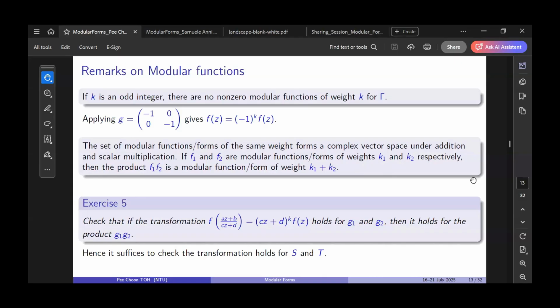This is actually pretty important, but the slide doesn't mention this as a separate theorem. If we have two modular functions, one with weight k1 and one with weight k2, and we multiply them, then it will form a modular function with weight k1 plus k2.